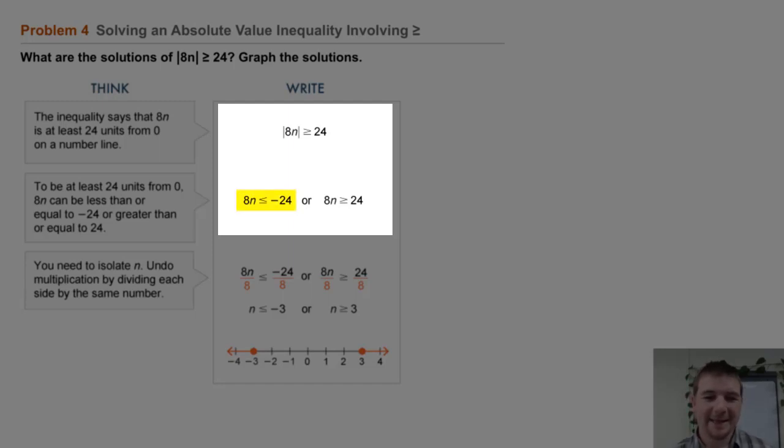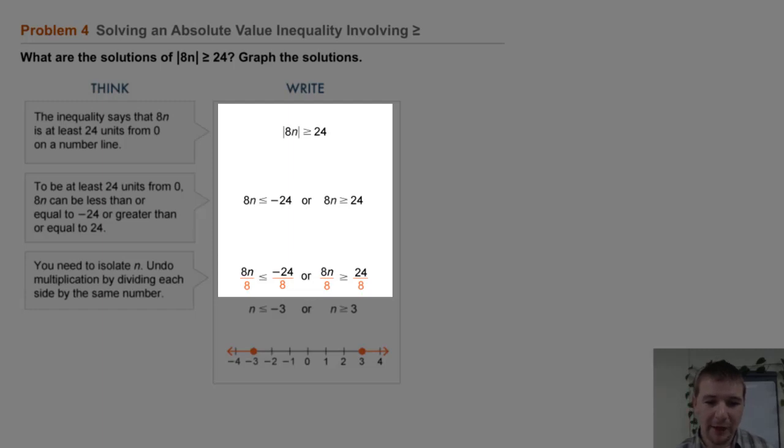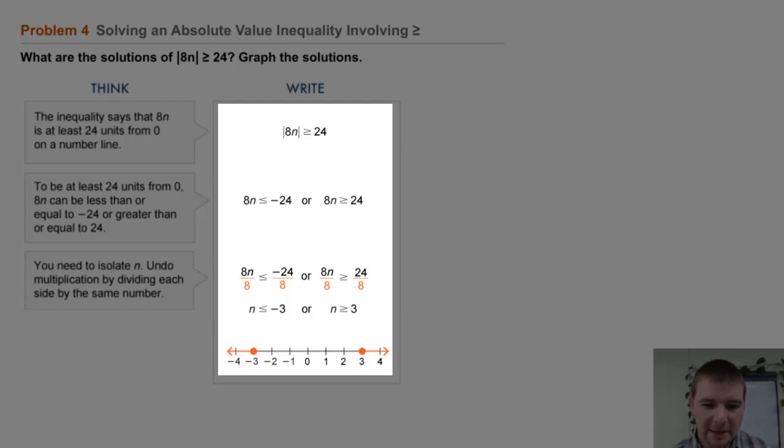Notice how on the left-hand side the inequality symbol gets flipped. That's also the one where the 24 has a negative applied to it. And then we isolate n, dividing both sides by 8 in both inequalities. And we find that n is less than or equal to negative 3, or n is greater than or equal to positive 3. And it's graphed below. Solid dots at negative 3 and positive 3, and arrows heading in opposite directions.